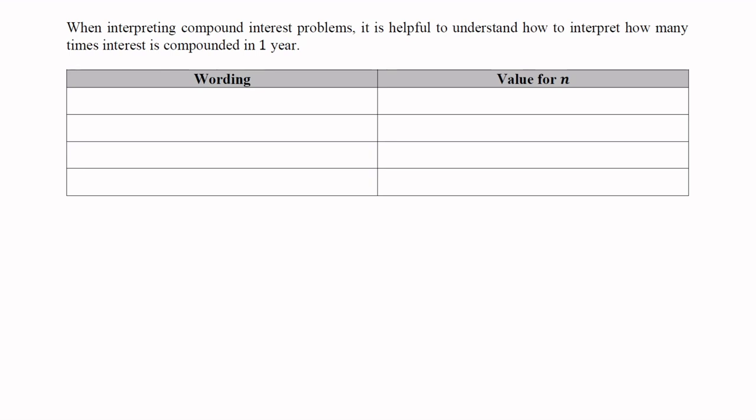So when interpreting compound interest problems, it is helpful to understand how many times interest is compounded in a year. So if the wording says semi-annually, then your value for N is going to be 2 because it means it's compounded 2 times a year, or every 6 months. If it's quarterly, that's 4 times a year. Monthly would be 12 times a year, and daily would be 365 days a year. We're going to ignore leap year in this case.